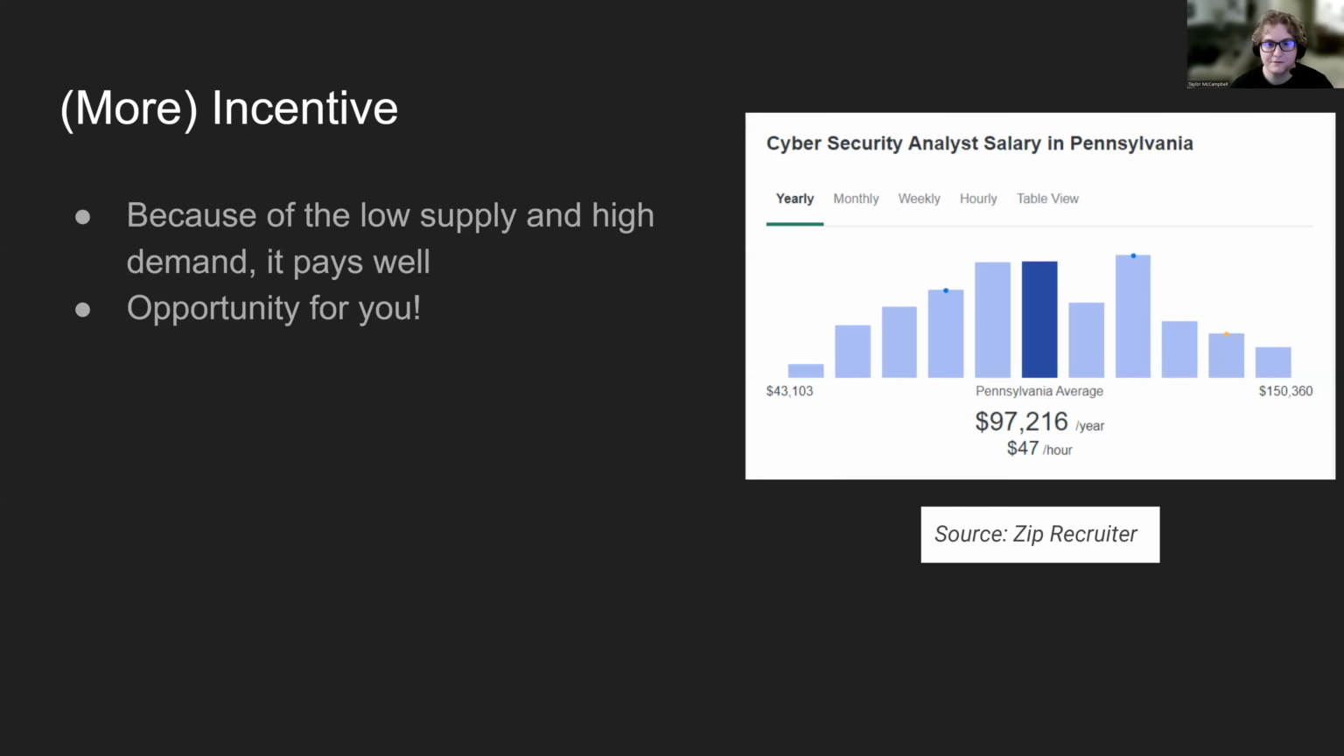Oh, actually, sorry. I have one more slide. Here's more incentive. If all of that stuff doesn't incentivize you, maybe a stable and high paying job will. The Pennsylvania average for a cybersecurity analyst is $47 an hour or $97,216 a year, which is a pretty good living for most, if not all, places in Pennsylvania. So low supply, high demand means that it pays well.